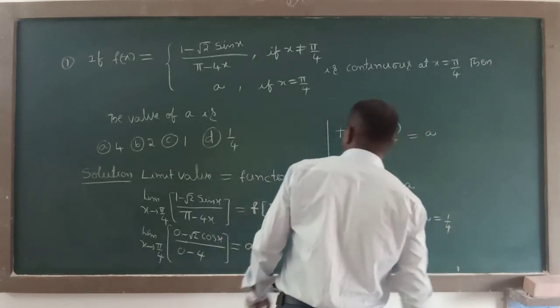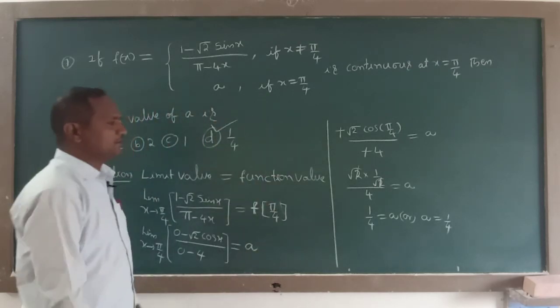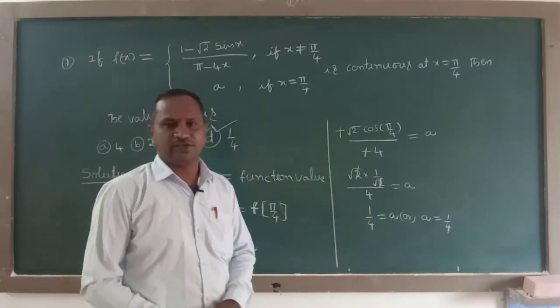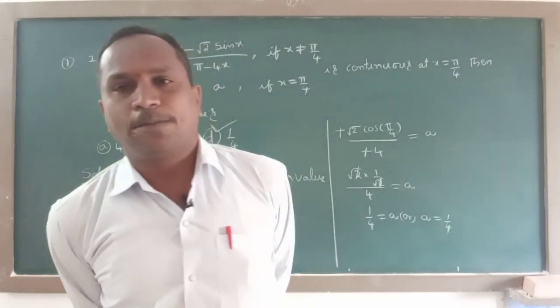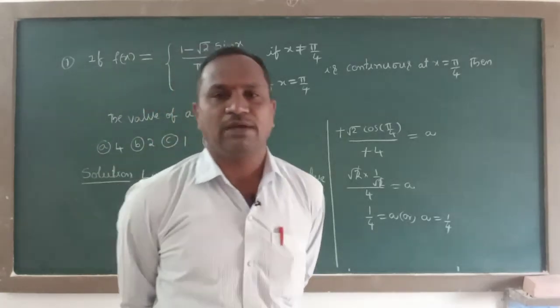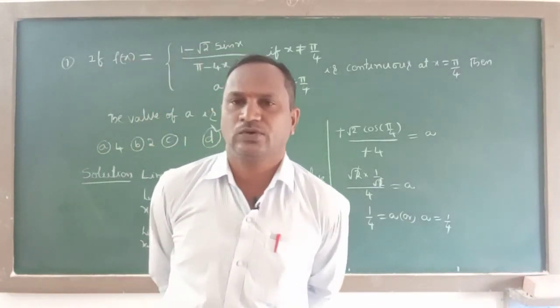1 by 4 is which option? D is the correct option. In the case of the fourth option, that is option D, the value is 1 by 4. That's why the fourth option is the correct option for this question.